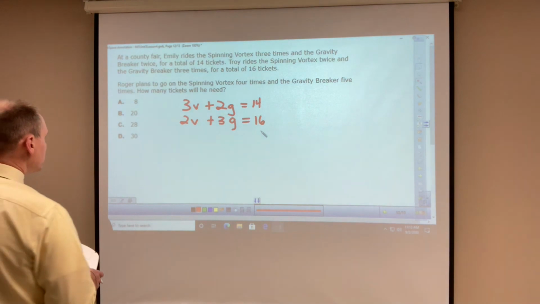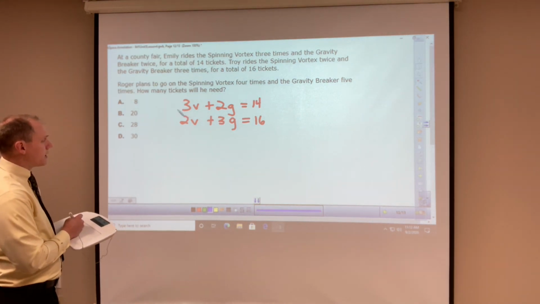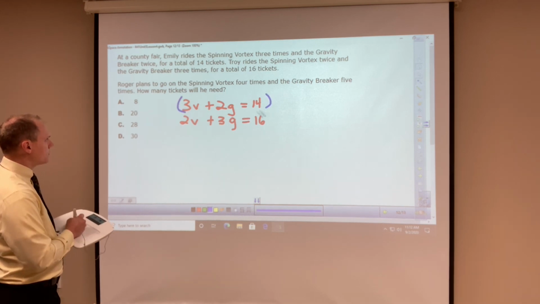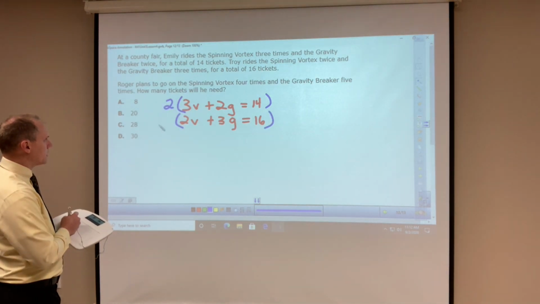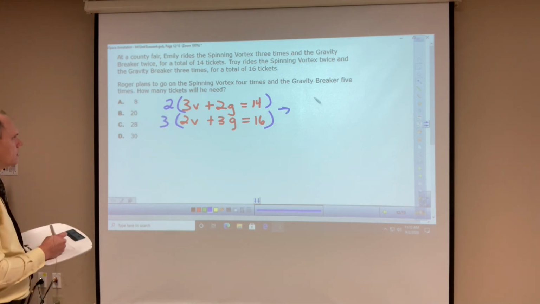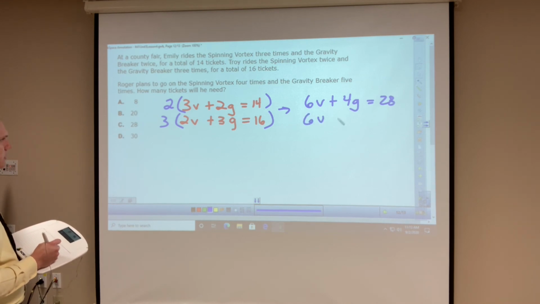All right, so in this case, you can multiply one of the equations by like 3 and the other one by 2 or something like that. I'm going to multiply the top one by 2 and the bottom one by 3. So if we do that, that's going to give us 6v plus 4g equals 28. In the bottom equation, we're going to get 6v plus 9g equals 48.